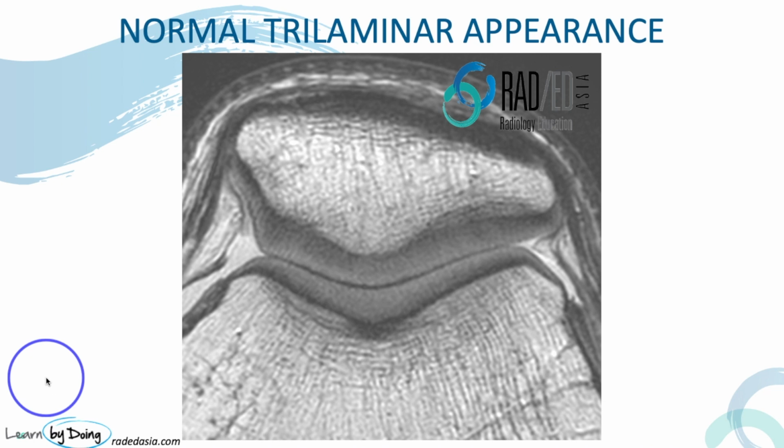Normal cartilage has a trilaminar appearance, and what we mean by that is that there's different signal. So the deeper layers of cartilage, here the blue arrow, is quite dark. We have an intermediate layer that's relatively bright, and then there's a superficial layer where the orange arrow is, which is dark again. So we go from dark to an intermediate signal to dark. So this is what's called the trilaminar appearance of normal cartilage.